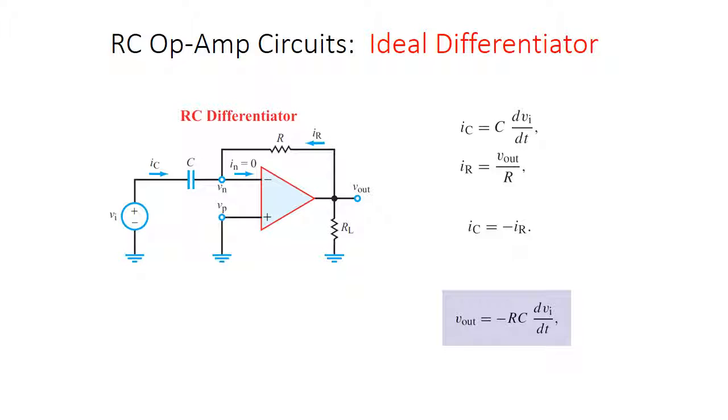So IC for this, again, same equation we've had, IC equals C dVi/dt, IR equals V over R, same equation there, IC equals minus IR, and we're able to solve our V out, which is very simple. Our V out equals minus RC dVi/dt. So it's going to take, again, the derivative of that function there, Vi.